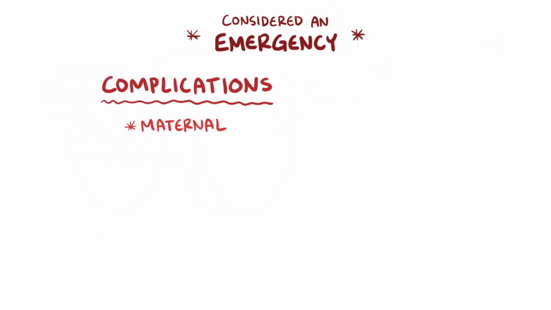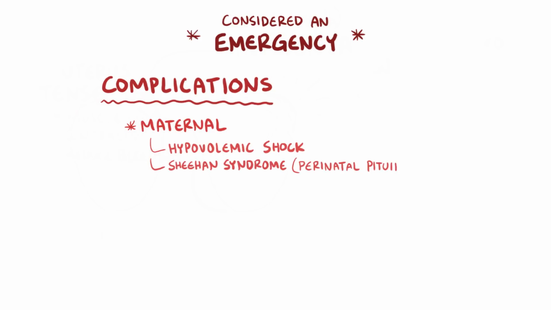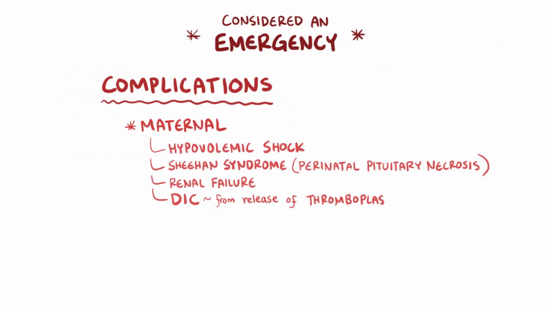Maternal complications include hypovolemic shock, Sheehan syndrome, which is a type of perinatal pituitary necrosis that results from hypovolemia, as well as renal failure. Also, disseminated intravascular coagulation, or DIC, is also a possible complication, since the decidua basalis layer is also rich in thromboplastin, so an abruption causes the release of large quantities of thromboplastin, which causes widespread clotting.